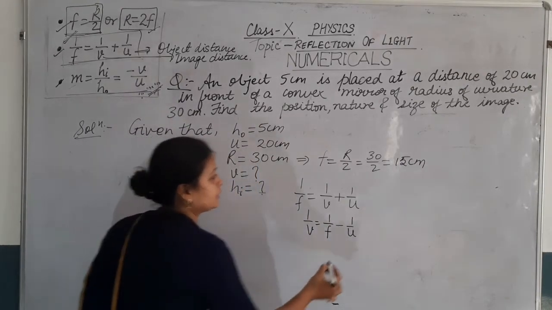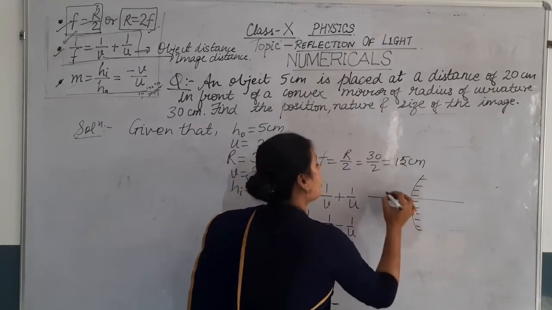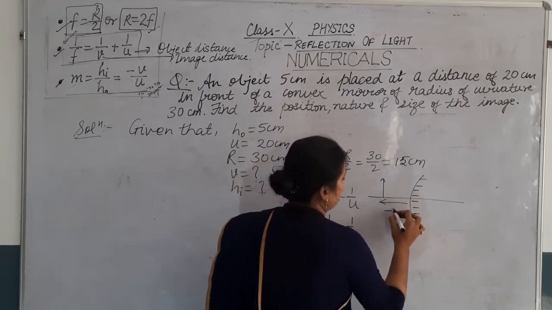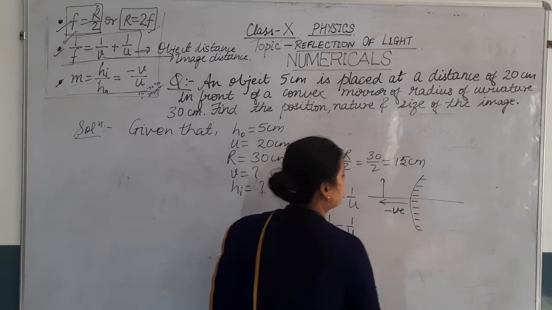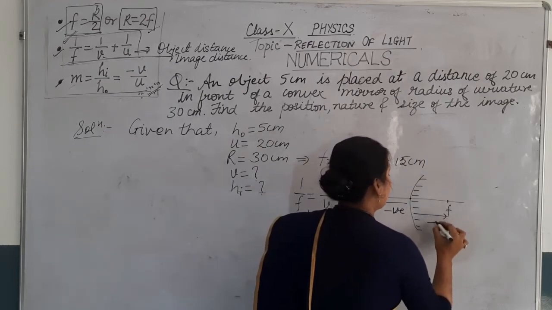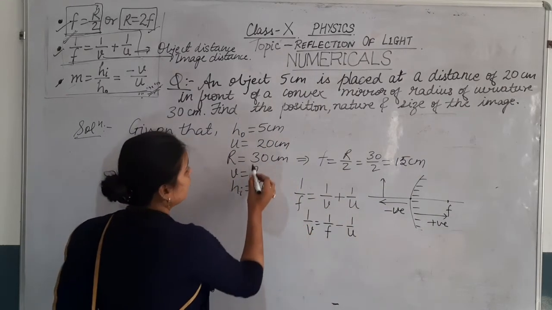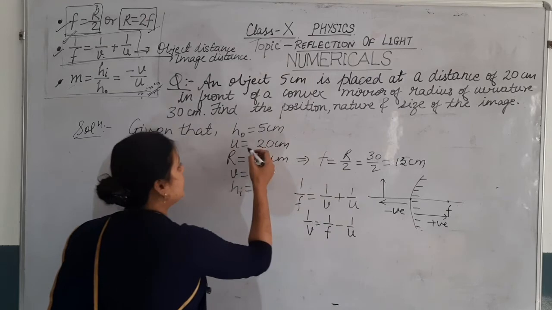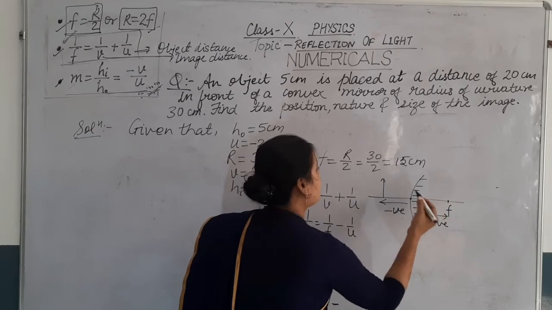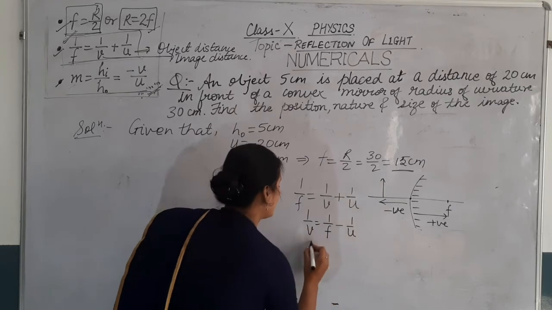But before putting, let us consider a case of convex mirror. If you consider a convex mirror, object will always be placed on left side of the mirror. So this distance will be taken as negative. This distance will be considered as negative. Focus of this convex mirror will be on right side and this distance will be taken as positive. Now considering this sign convention only, we can write down here that object distance is given 20 cm, so it will be taken as negative, and focal length is on the right side, so it will be taken as positive only.